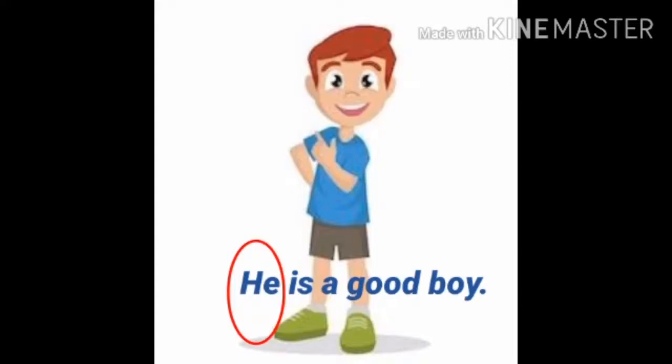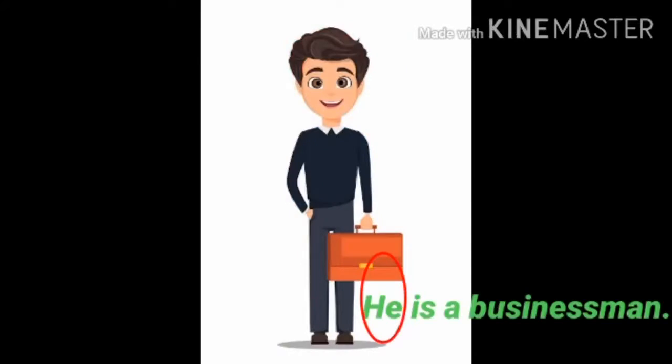For example, he is a good boy. Children, how do you spell good? G O O D. Good. What is the pronoun? He. H E. For example, he is a businessman. Children, how do you spell a businessman? B U S I N E S S M A N. Businessman. What is the pronoun? He. H E.